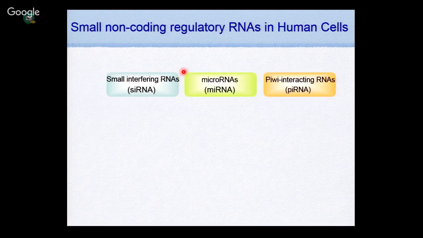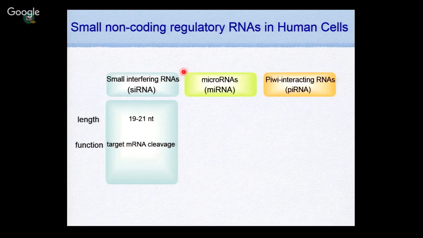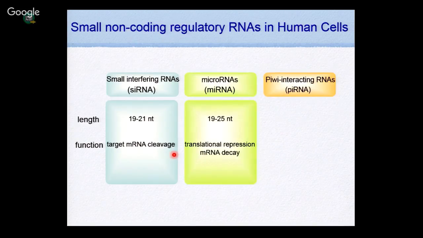We know that the siRNA is a small RNA with a length of 19 to 21 nucleotides. It functions in targeting mRNA cleavage. And the microRNA is an endogenous small RNA with a length of 19 to 25 nucleotides. It is involved in translational repression and also triggers mRNA decay.